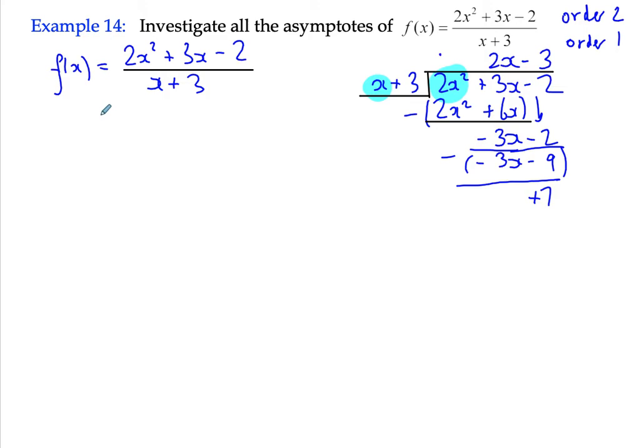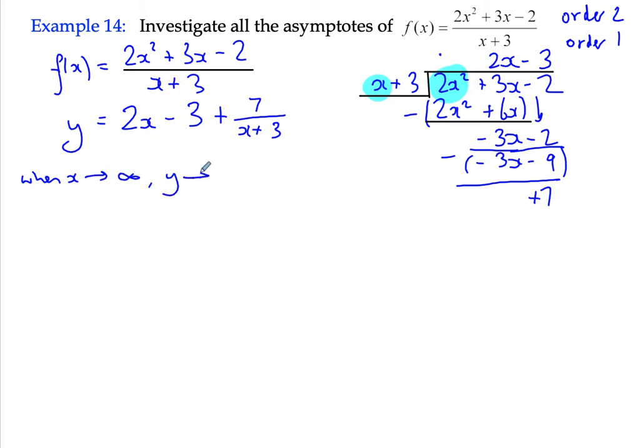So what have we got? We can rewrite our rational function. The whole point was to get a quotient, which is 2x minus 3, plus a remainder, which is plus 7 over x plus 3. Okay, I'll call that y, just because I tend to consider the x and y coordinates more than f of x. So again, we want to investigate the equation of the asymptote. So we want to think, okay, when x tends to a very large number, what happens to the y coordinate?